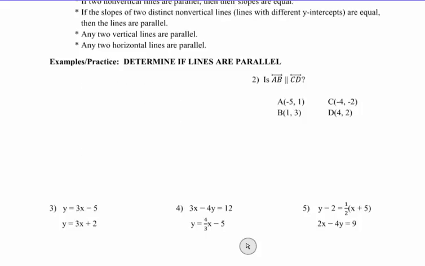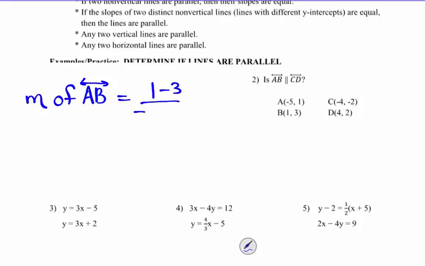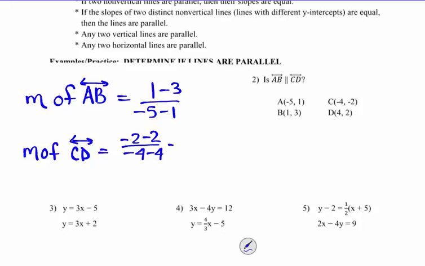All right, let's look at example 2. Is line AB parallel to line CD? Again, I'm going to use the y2 minus y1 formula. So the slope of line AB is 1 minus 3 over -5 minus 1. 1 minus 3 is -2, and -5 minus 1 is -6. -2 over -6 reduces to 1/3.